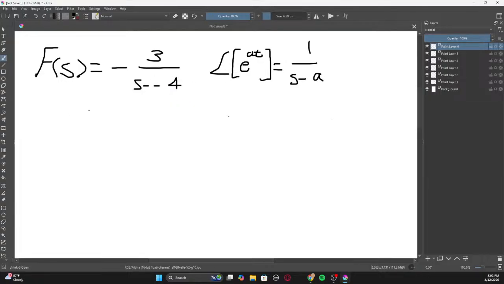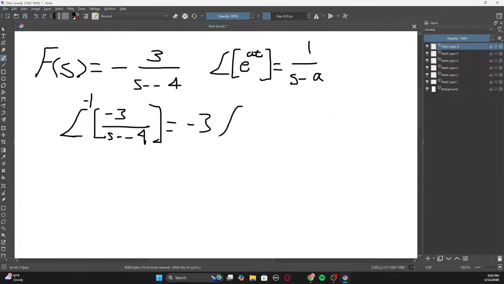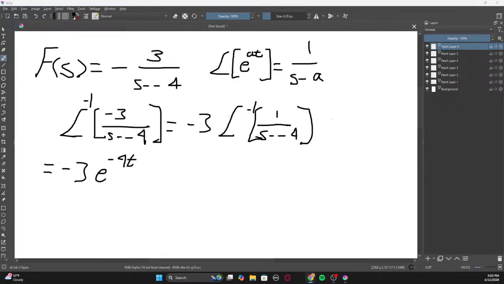So in this situation, we have our a, right? And we have a constant, so we can move constants out. We use the minus 1 for the inverse notation. So this is the inverse of minus 3 over s minus minus 4, which is equal to minus 3 multiplied by the inverse lambda function of 1 over s minus minus 4, which in this situation would be equal to minus 3 e to the minus 4t. Right? And so now we check this. So we have minus 3 e to the minus 4t. All right, correct. You got it.